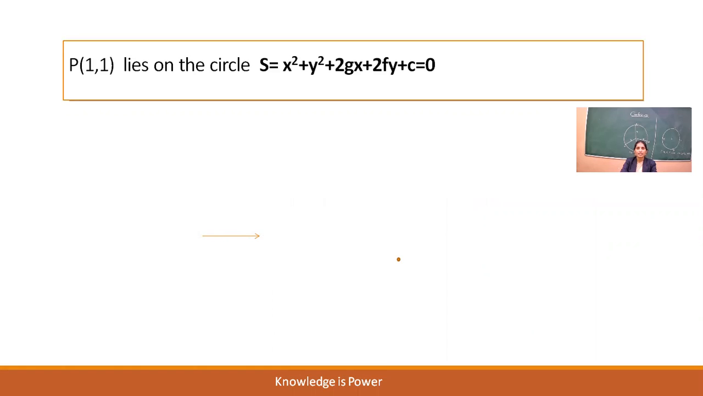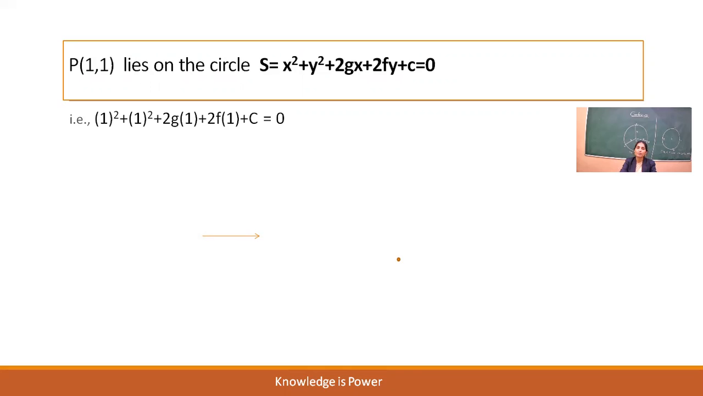We have this circle passing through the points P, Q, R. It means P lies on the circle. Using that condition, P lies on the circle S equal to x square plus y square plus 2gx plus 2fy plus c equal to 0. What shall we get? We are going to substitute the point in the equation of the circle. When a point lies on the curve, it satisfies the equation of the curve. That is, wherever there is x in the equation, we will substitute x coordinate of the point. Wherever there is y in the equation, we will substitute y coordinate of the point.